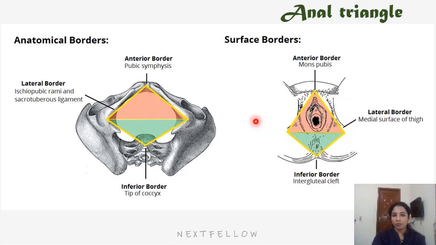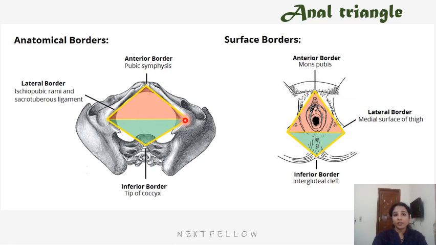The anal triangle is common in both males and females, and it is bounded in front by a horizontal line joining the anterior ends of the ischial tuberosities. So these two triangles are separated by a horizontal line which joins the ischial tuberosities on each side.